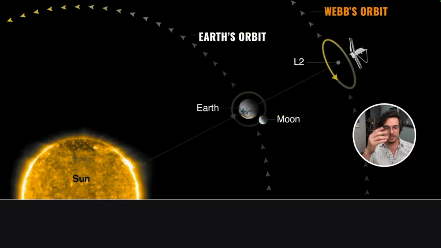We send Webb to space so it can be far away from the Earth and the Moon, so they wouldn't interrupt the light that we're trying to gather from objects in the universe. Webb is in this 1.5 million kilometers orbit from Earth, this L2 point, and it's kind of co-orbiting with the Earth in its movement around the sun.